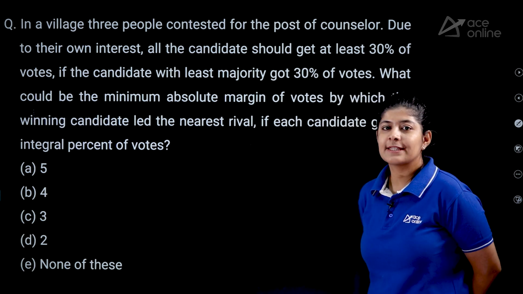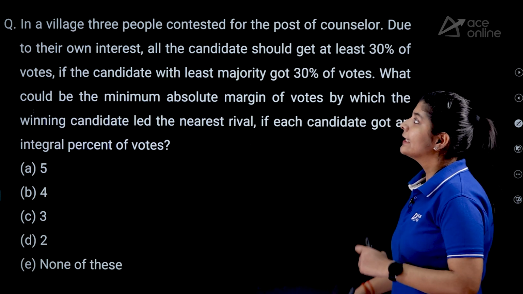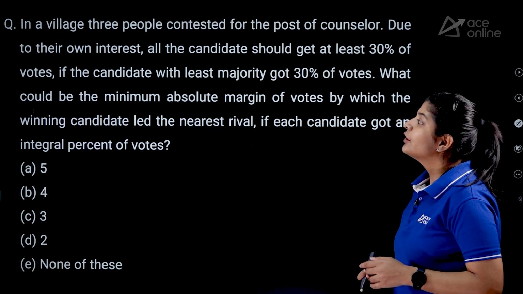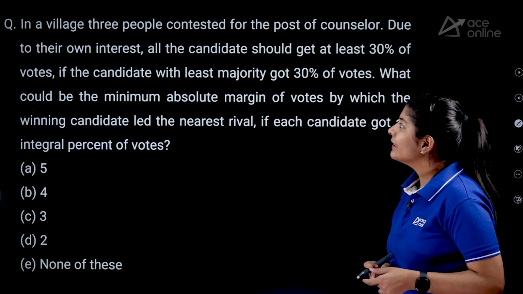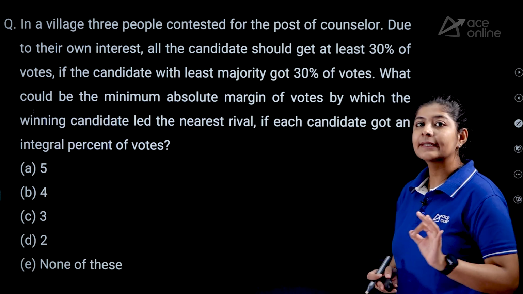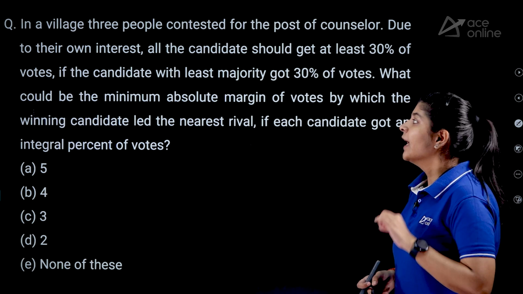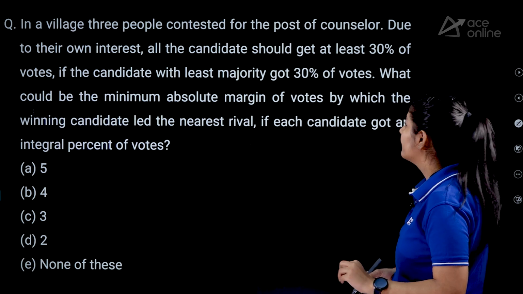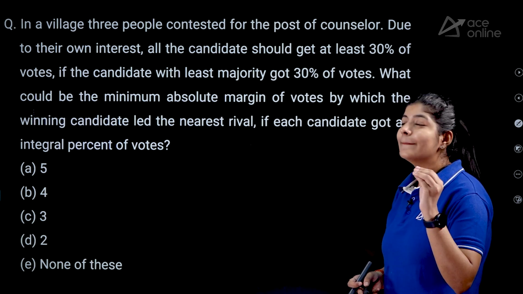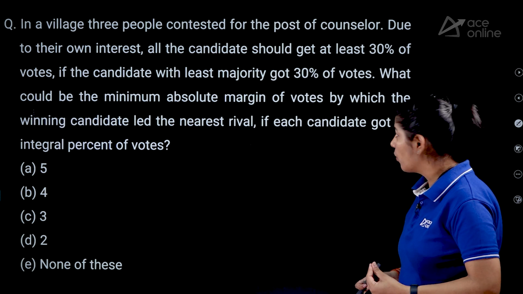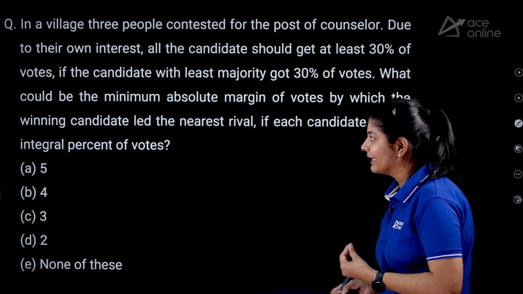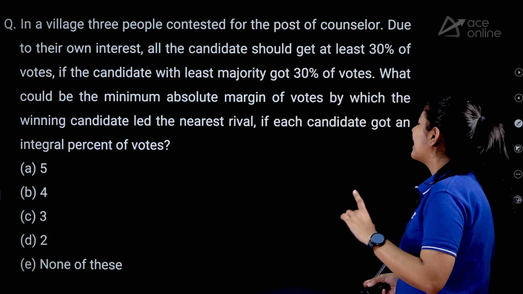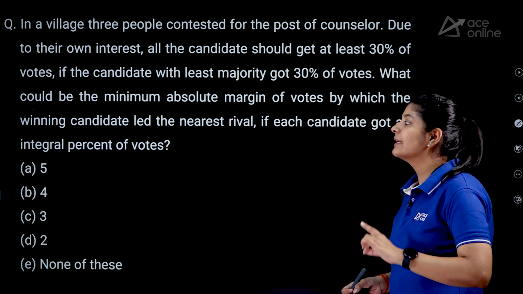So the next question says that in a village, 3 people contested for the post of counselor. Due to their own interest, all the candidates should get at least 30% of the votes. If the candidate with the least majority got 30% of the votes, what could be the minimum absolute margin of votes by which the winning candidate leads the nearest rival if each candidate got an integral percent of votes?